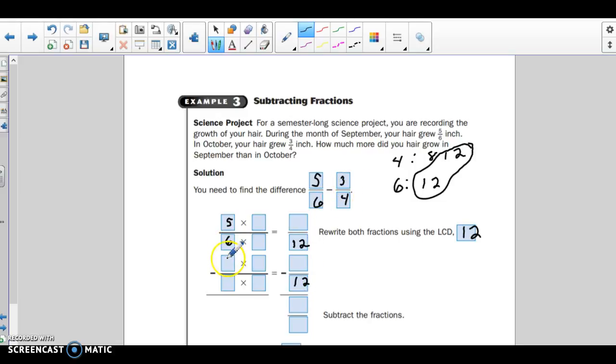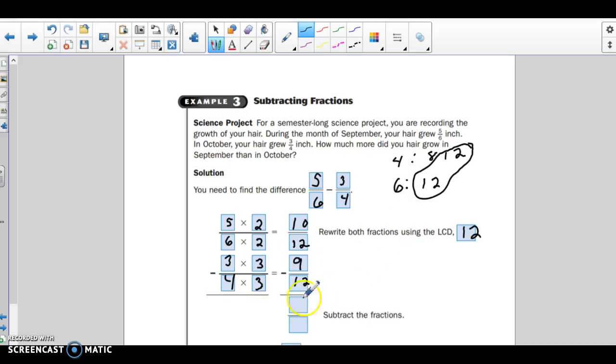We have 3/4 and 5/6. All right, let's rewrite 5/6. 6 times 2 is 12. So what you do to the bottom, you must do to the top. 5 times 2 is 10. All right. 4 times 3 is 12, and 3 times 3 is 9. Remember the procedure. What you do to the bottom, you must do to the top. You don't want to change the value of the fraction.